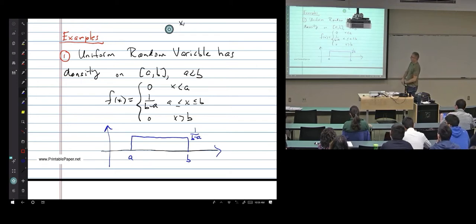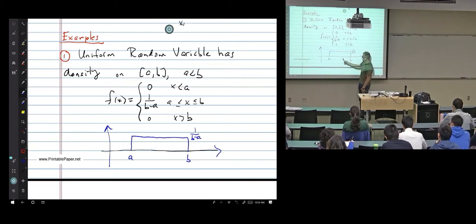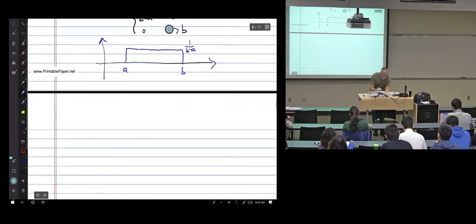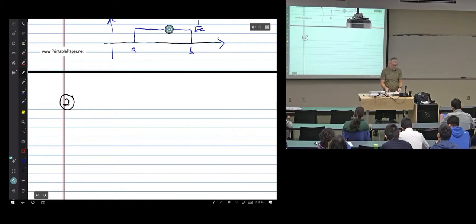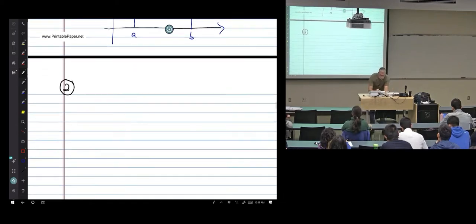So if you have a uniform distribution, the probability that your random variable takes values between here and here is just the area underneath the density. That's all that the integral is. The more important one for us is going to be the Gaussian or normal distribution.